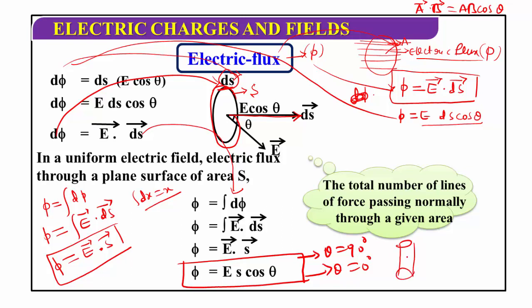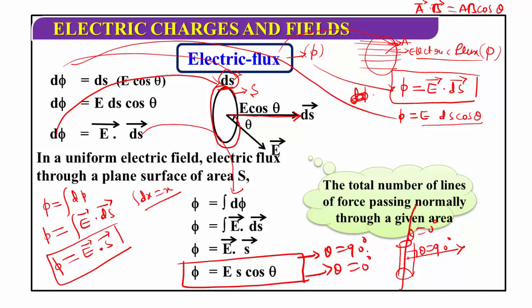Now I consider this is a charged conductor. Here theta is equal to 90 degrees, in this case the electric flux is minimum. Or here theta is equal to 0 degrees, in this case the electric flux is maximum, when the plane of the surface is perpendicular to the direction of electric field. This is called electric flux.